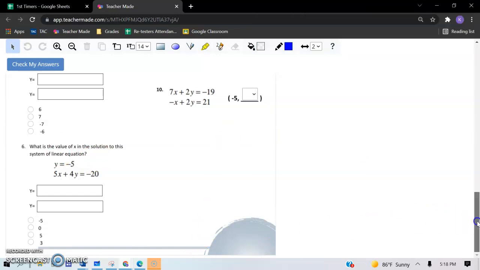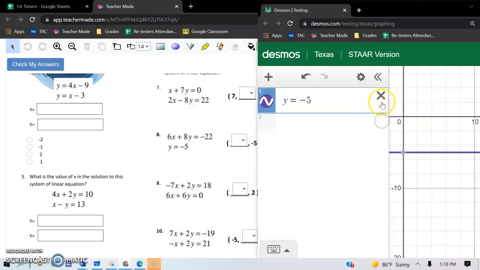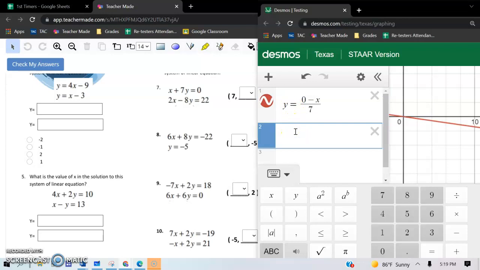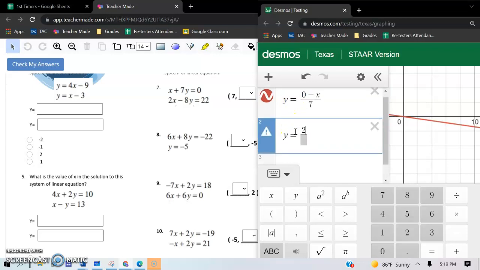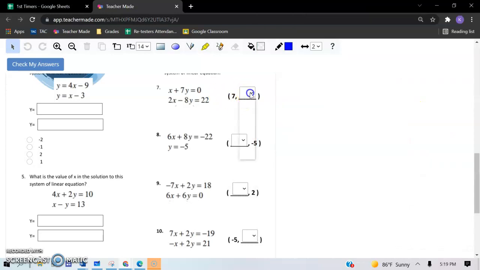So now you have several to do over here on your own, just 4 of them. So let's try number 7. It says y equals divide 0 minus x divided by 7. And the other one is y equals divide 22 minus 2x divided by negative 8. They're crossing right here at 7. See, they're giving us a 7. So what is the y value? Negative 1.